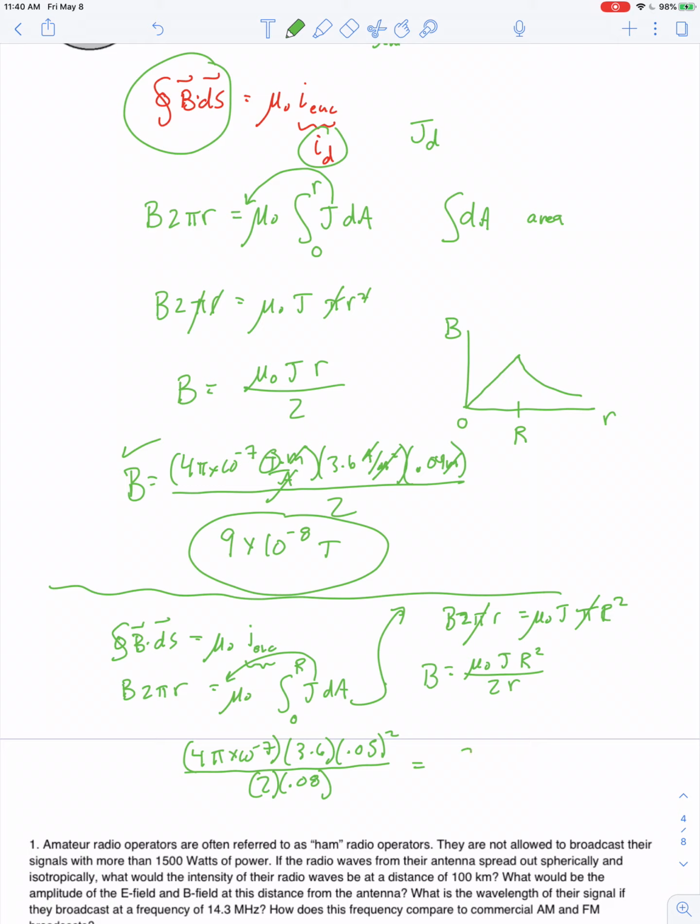And in this case, we get 7 times 10 to the negative 8th Teslas.